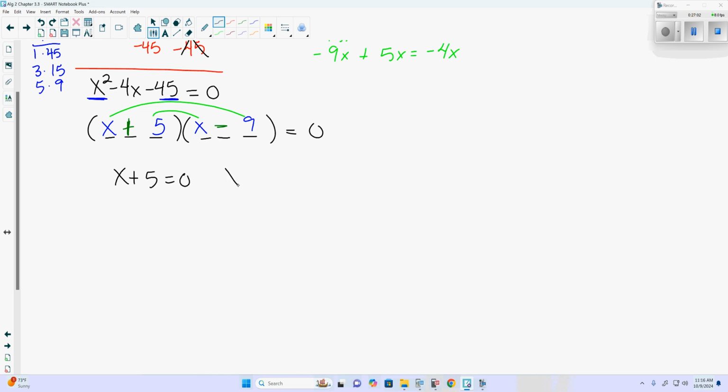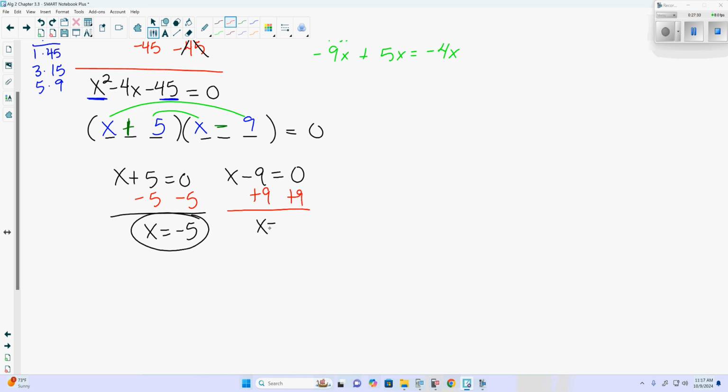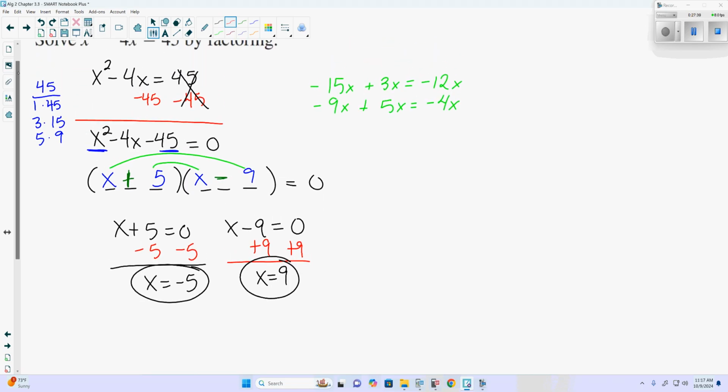So we have two things multiplied together to equal 0. One of them must be 0. That's just our zero product property. So we're saying that x plus 5 is equal to 0, or x minus 9 is 0. So with x plus 5, we can subtract 5 from both sides, which will give us x by itself, telling us x is negative 5. Or here we can add 9 to both sides, telling us x is equal to 9. And that's it.